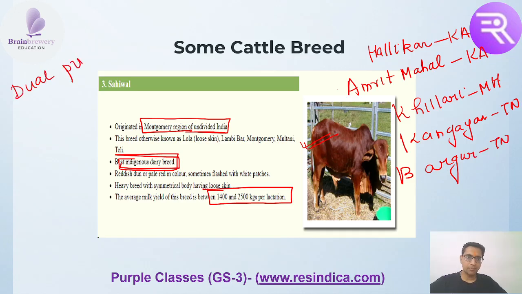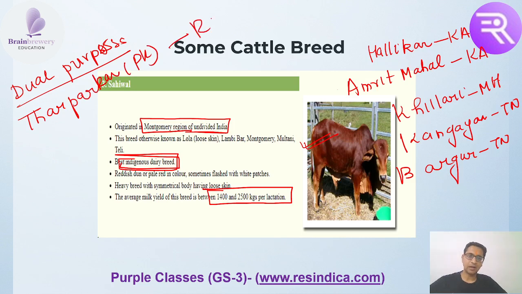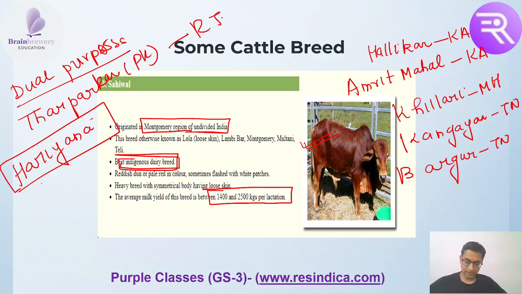dual purpose, which provides milk and also draught services. Then we have our Tharparkar, normally from the Pakistan region, but right now we get it in Rajasthan also. Then Haryana cow. It is related to Haryana, and the name is Haryana. It is present in Haryana, Punjab, and Uttar Pradesh.